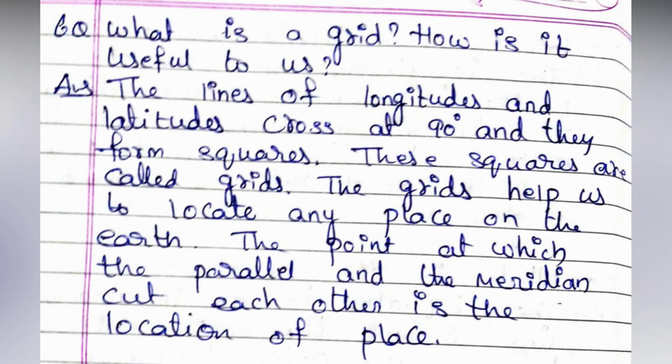Sixth question. What is a grid? How is it useful to us? The lines of longitudes and latitudes cross at 90 degrees and they form squares. These squares are called grids. The grids help us to locate any place on the earth. The point at which the parallel and the meridian cut each other is the location of a place.